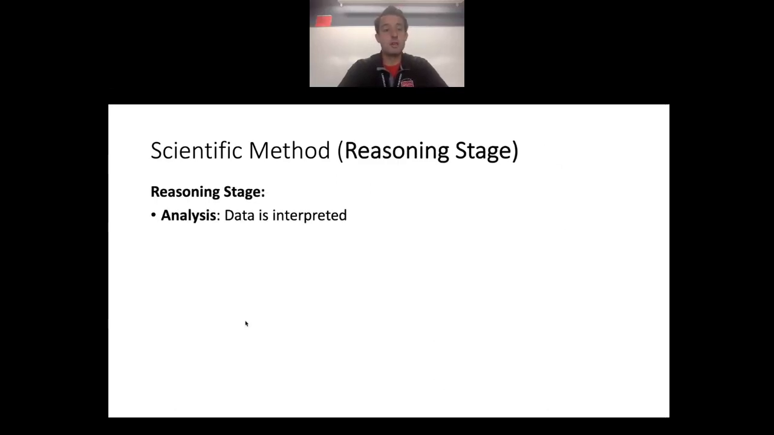Okay, reasoning. Now, this is where we do the analysis and the conclusion. For analysis, we just interpret data. And for the conclusion, that's going to be a summary of the lab and a summary of all of its results. So conclusion is kind of where things get tricky. There's a lot of times that you can collect data and then you can conclude something that maybe reflects some of the data, but not all of the data.